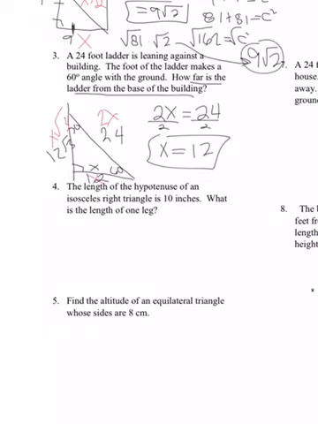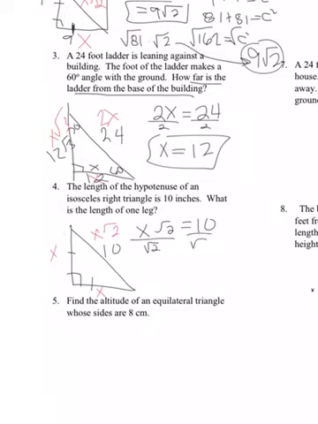Number 4, the length of the hypotenuse of an isosceles right triangle is 10 inches, what is the length of one of the legs? So isosceles right triangle, hypotenuse is 10. Again, that's x square root of 2. Some of you figured out this pattern already, but I'll walk through the full steps and then I'll mention the pattern here at the end. So we're going to set x times the square root of 2 equal to 10.